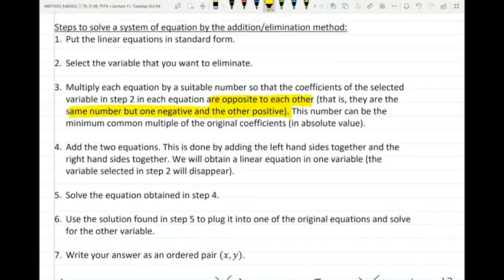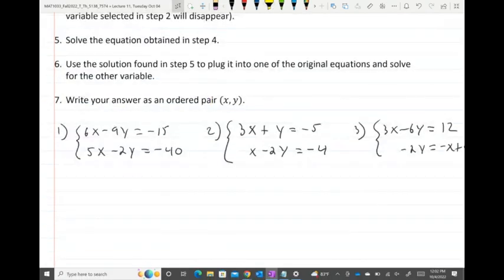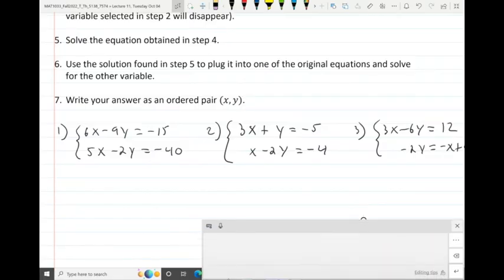Once you have done that, add the two equations. When you add them, because we have the same numbers in front of that variable but with opposite sign, they will always cancel. So that variable is gone. So you will get a linear equation with only the other variable in there. Solve it. And once you have that solution, plug it into any of the two equations and finish solving to find the other variable. That's exactly what we did. So let's go ahead and do these problems.